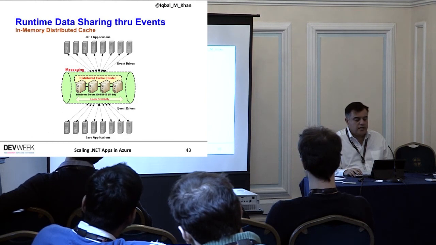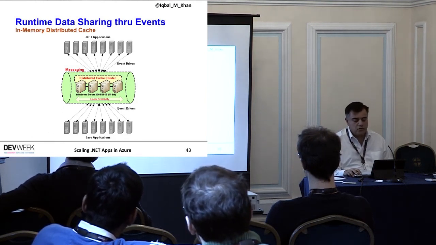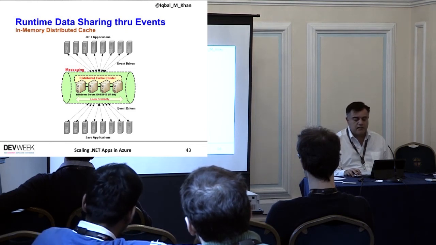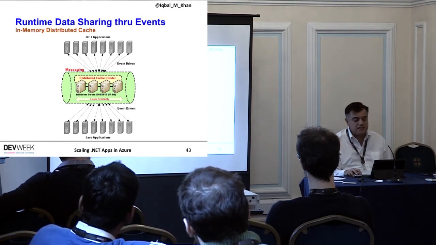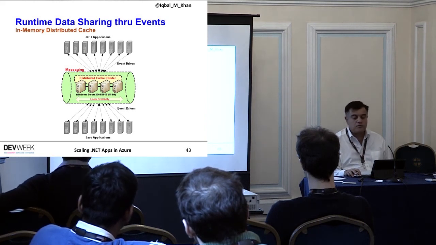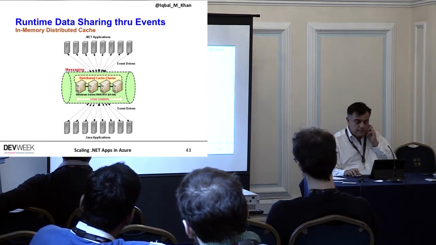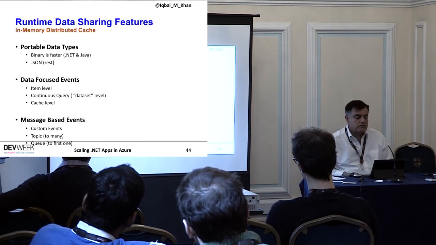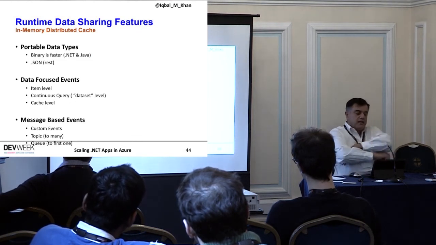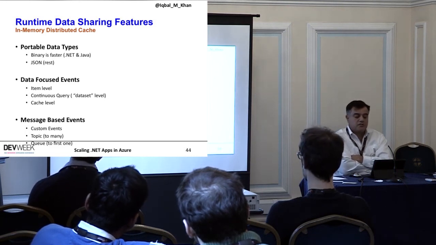When you have an in-memory distributed cache used for runtime data sharing, you have a scalable cluster. That's what I meant. The message queues don't give you this. And it's in-memory as compared to persisted, and you can share data through events. So some of the things that an in-memory distributed cache provides for runtime data sharing is portable.